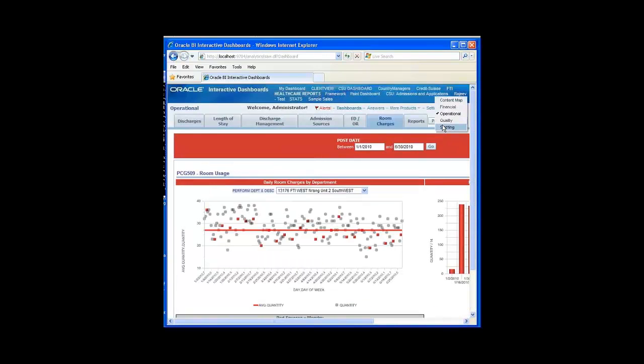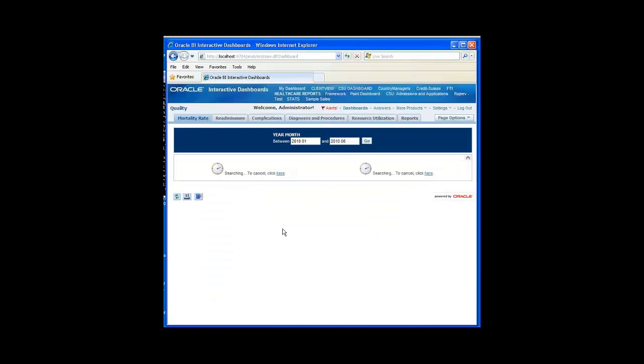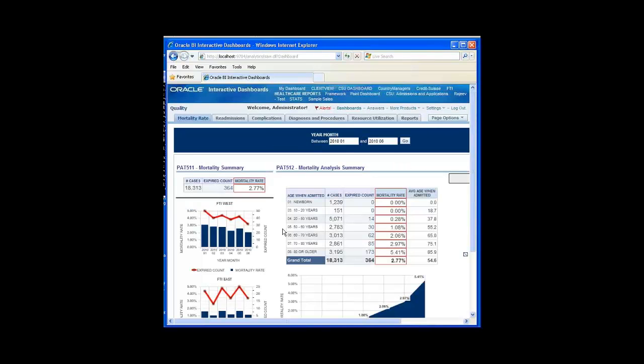Next we'll toggle over to the quality dashboard. So from a quality perspective, we look at things like mortality rate. So at the individual patient level, we're going to have a disposition. One of those dispositions is going to say death, expired, et cetera. So what we're doing is that's going to be our numerator. Our denominator are our total cases.